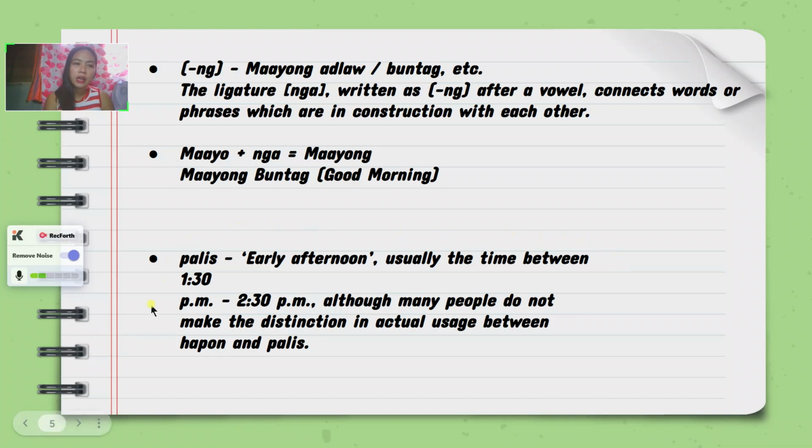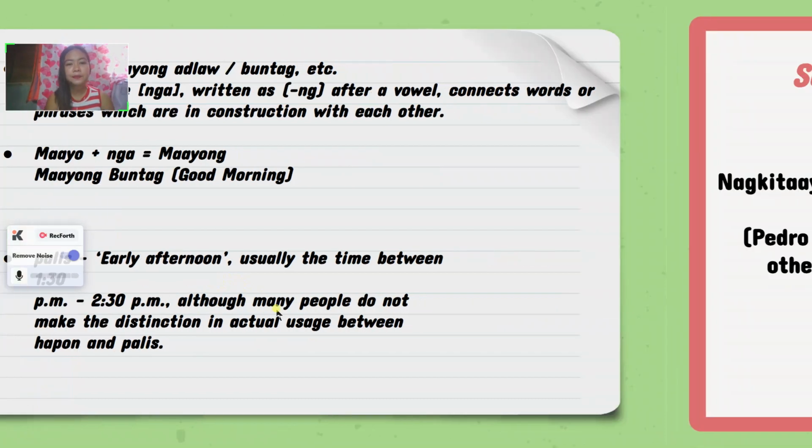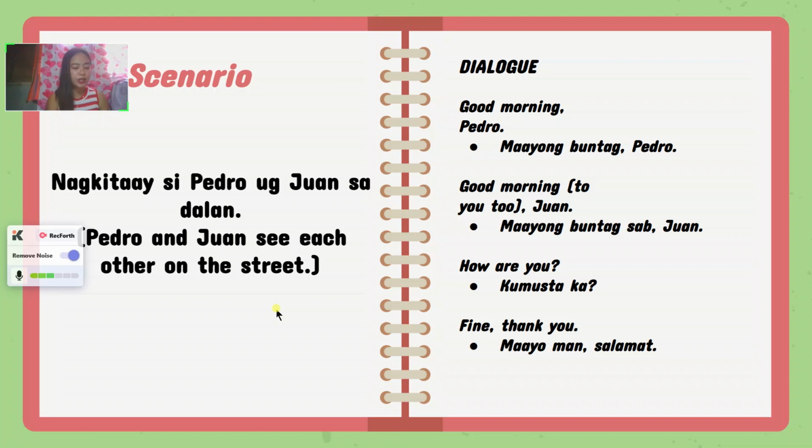Here in Davao, here in my province, we do not use this word palis. I didn't hear this one. But palis means early afternoon. It is between 1:30 and 2:30 p.m. Okay? So we have here a scenario.